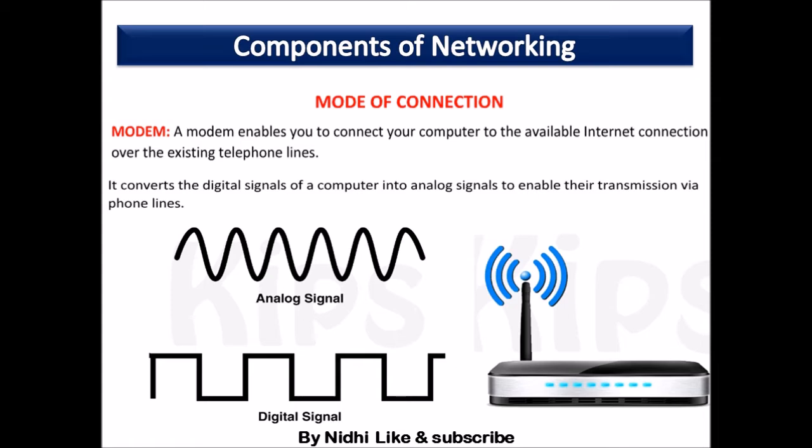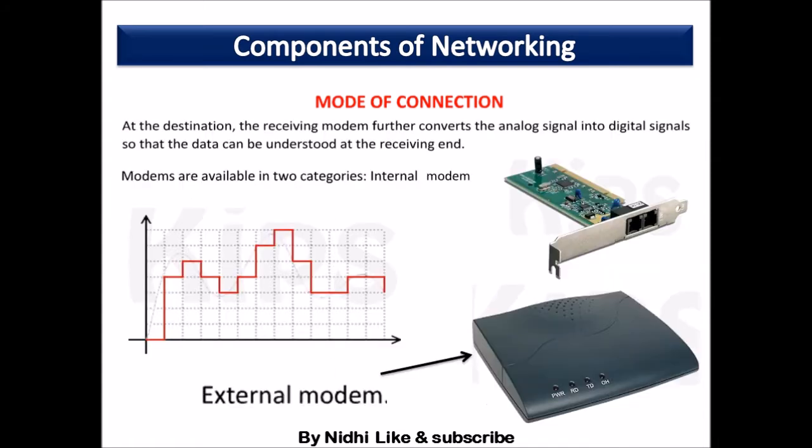There are two sides, sender and receiver. At the sender side, it converts the digital signal into analog so that it can travel along the telephone line, and at the receiver, it does the reverse process, that is demodulation. In that, it converts the analog signal back into a digital signal so that the receiver can get the original information. So here at the destination, the receiver modem converts this analog signal into a digital signal so that the data can be understood at the receiver end.